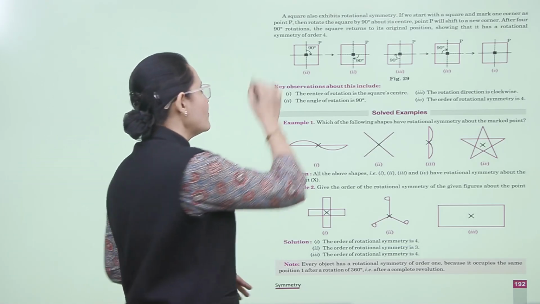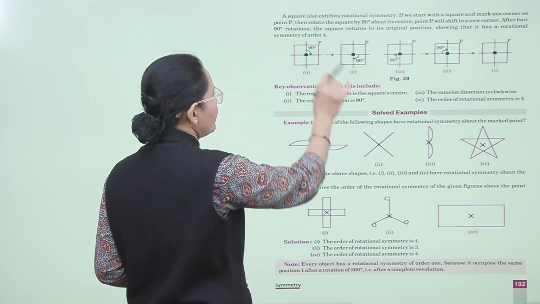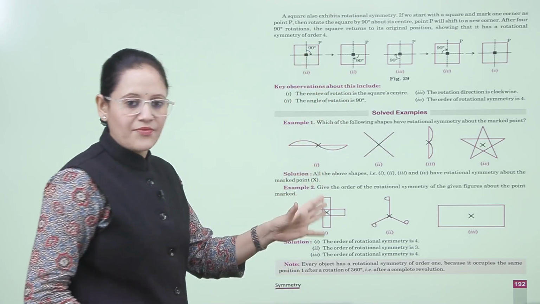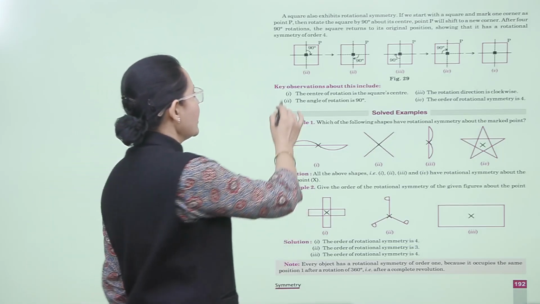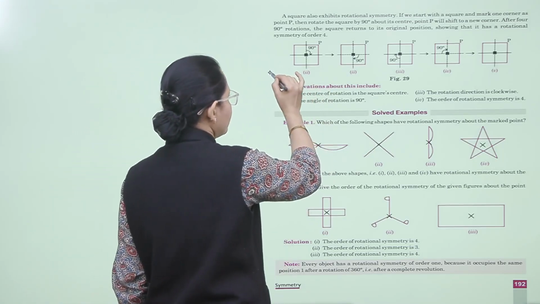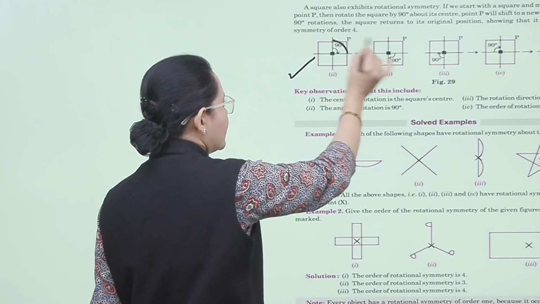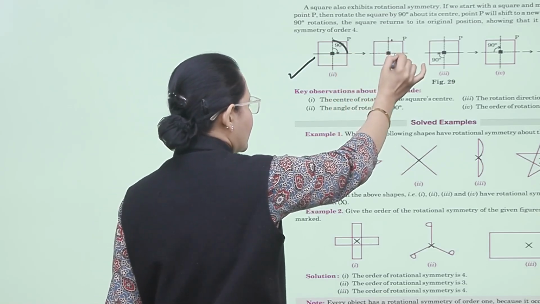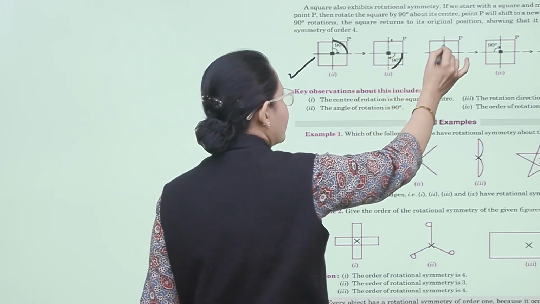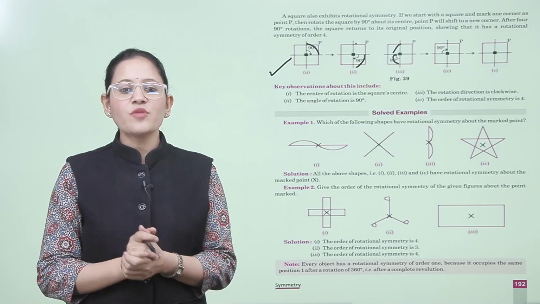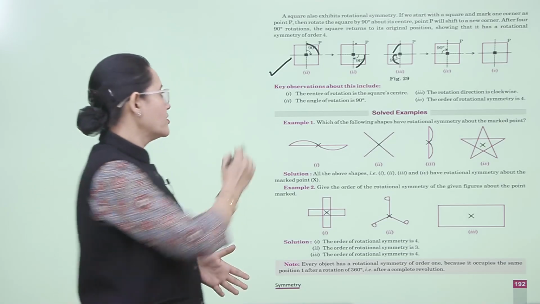So in a square, all sides are equal. So if we rotate it, its position will change, but its size and shape will remain the same. So it has rotational symmetry of order 4, meaning 4 times it comes to its original position. 90 degrees, again 90 degrees, again 90 degrees, again 90 degrees. Clear? Next is the key observation about this.